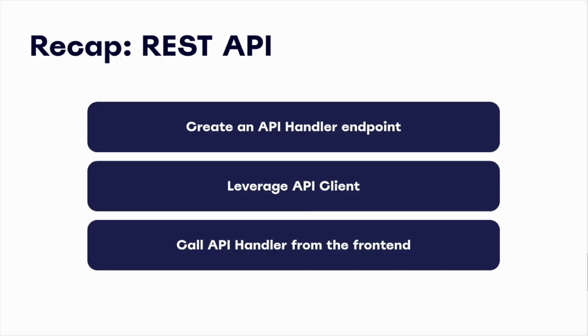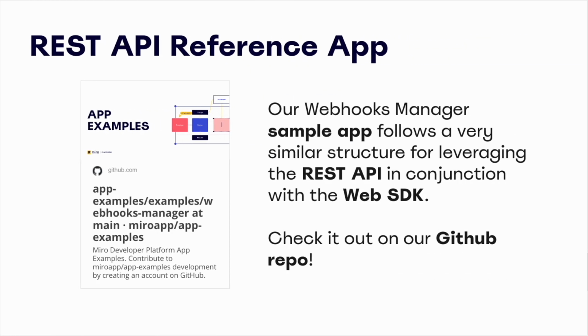All right, that was a lot at once, so let's quickly recap what we did. First, we created an API handler endpoint in our Next.js app under the pages API directory. Then, we leveraged the baked-in Miro API client. And lastly, we called our API handler from the front end and exposed our REST API response in the developer console. You can find a similar implementation of this in our sample app, Webhooks Manager. You can find the sample app in our GitHub repo, App Examples, under Miro for Developers.